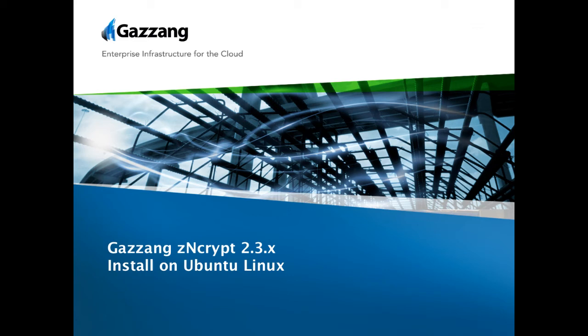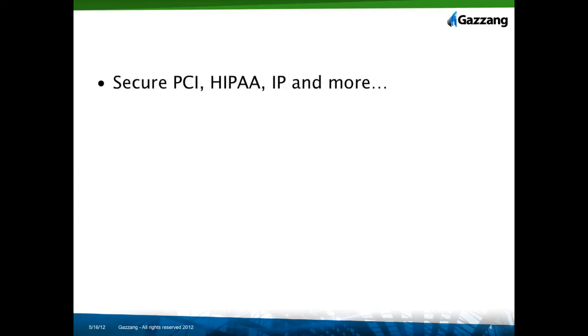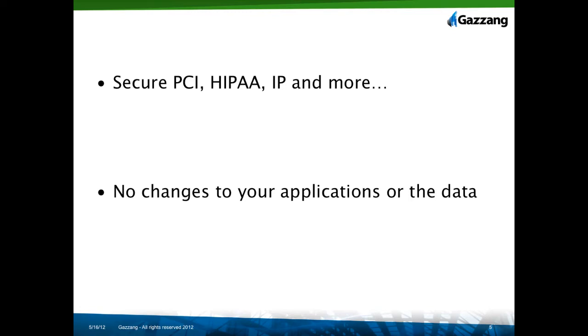Today we will install zNcrypt 2.3.0 on Ubuntu Linux. The following process will work on most Debian-based distributions. zNcrypt is a transparent data encryption solution able to secure any data used by virtually any process or script running on Linux. zNcrypt enables our customers to secure their sensitive data for PCI, medical and patient information, intellectual property, and more. And all this happens without making any changes to those applications or the data.